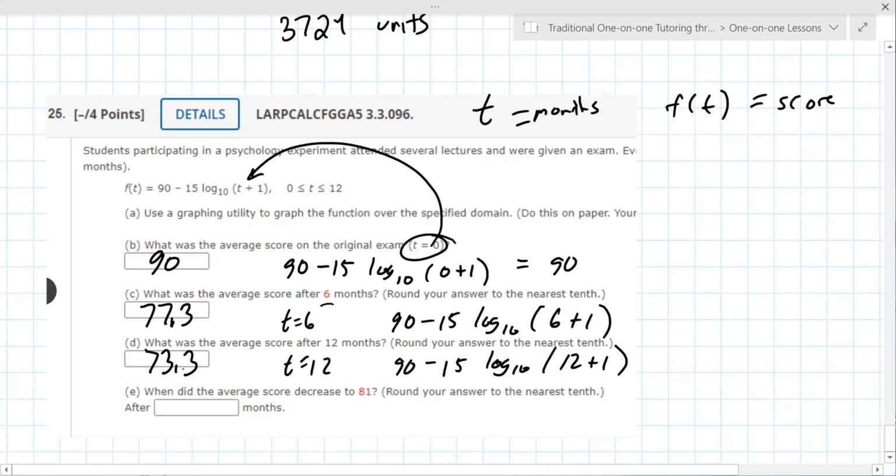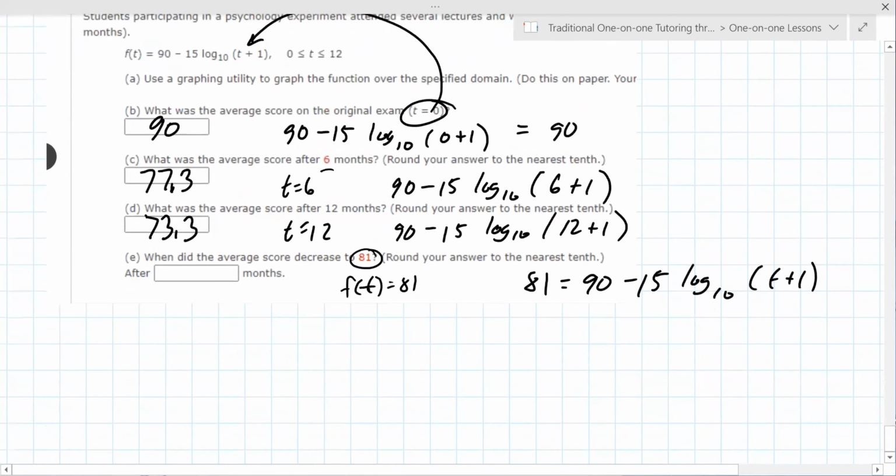And the last one is perhaps the most difficult. Now they're giving you f of t equals 81. So you're saying 81 equals 90 minus 15 log base 10 of (t plus 1). So you have a choice again. You can put it in y1, y2, or you can solve it directly. You can use that solver.